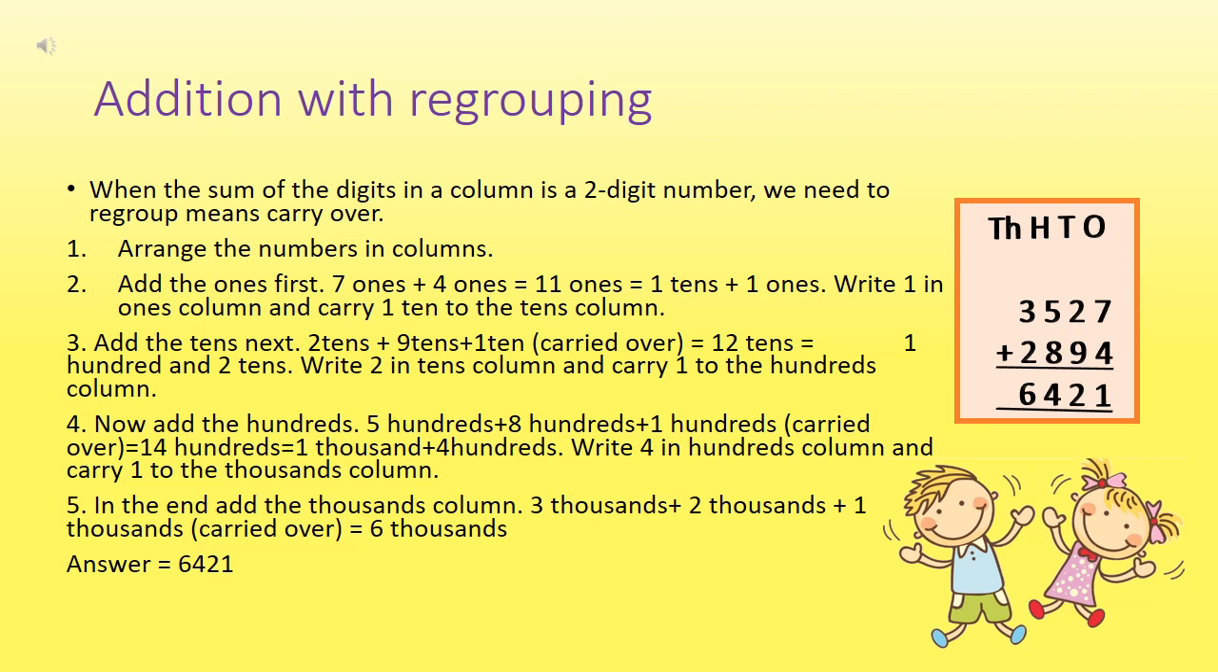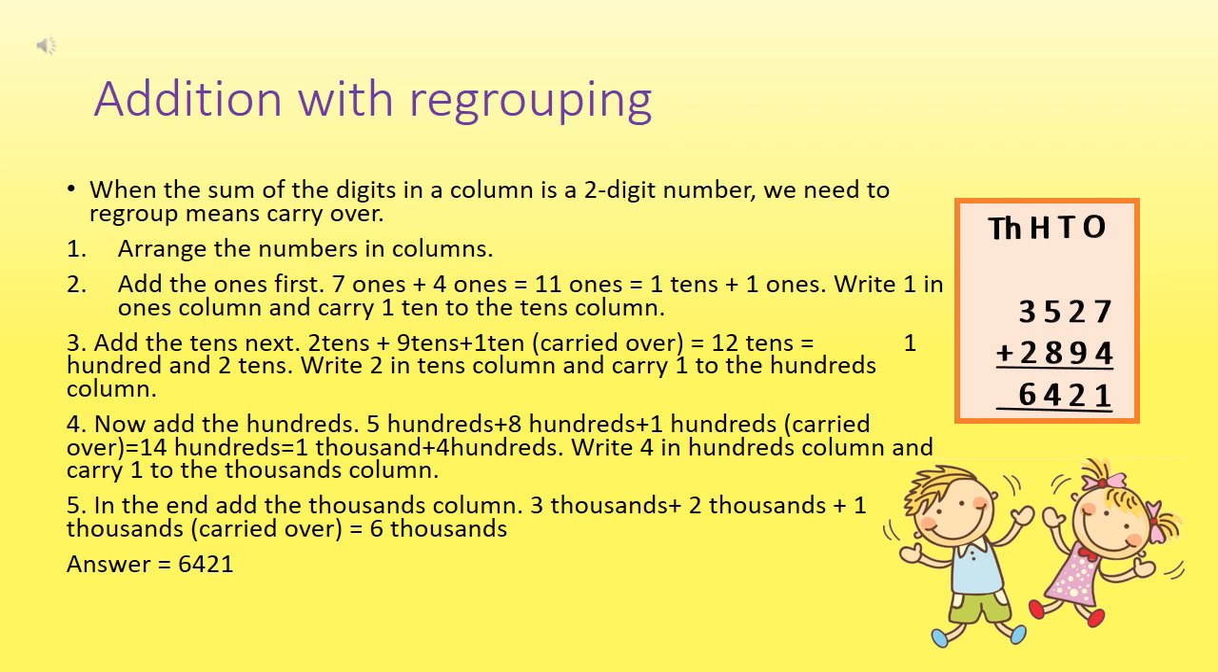We will add the ones first, and 7 ones and 4 ones are given at ones place, and 7 ones and 4 ones make 11 ones. That means 1 tens and 1 ones. So we write 1 in ones column and carry 1 in the tens column. Next we add the tens column. Here 2 tens and 9 tens have been given, and 1 ten has been carried over. So 2 plus 9 plus 1 is 12. So it means we have 100 and 2 tens. So we will write 2 in tens column and carry 1 to the hundreds column.